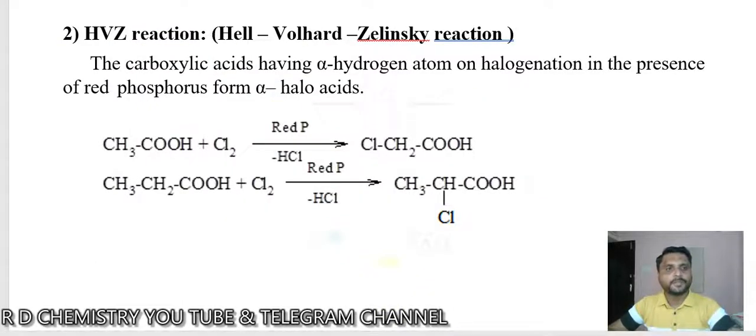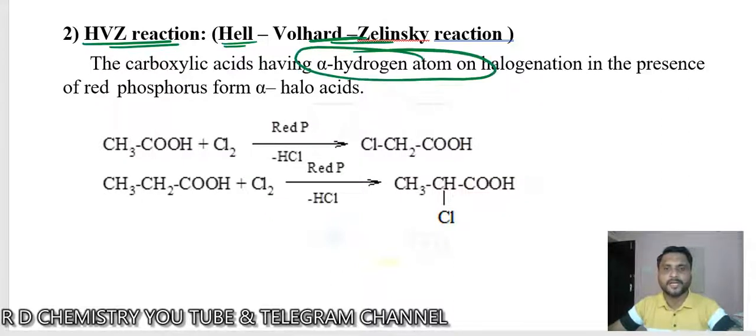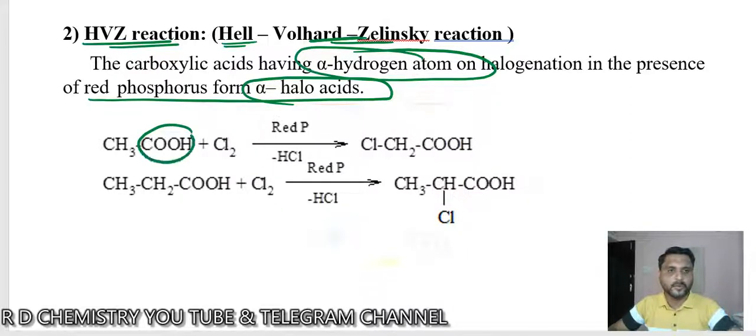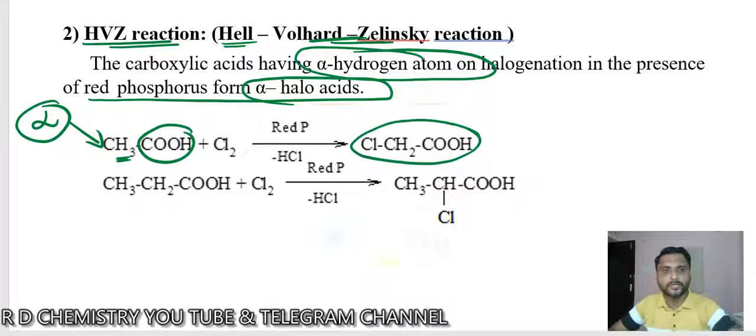One of the important methods here is the HVZ reaction, the Hell-Vollhard-Zelinsky reaction. Here carboxylic acids having an alpha hydrogen atom undergo either chlorination, bromination, or iodination in the presence of red phosphorus to give alpha halo acids. Now with respect to the COOH group, the next carbon is the alpha carbon and the hydrogens present on it are called the alpha hydrogens. Replace one of them. So it is chloroacetic acid we are going to get.